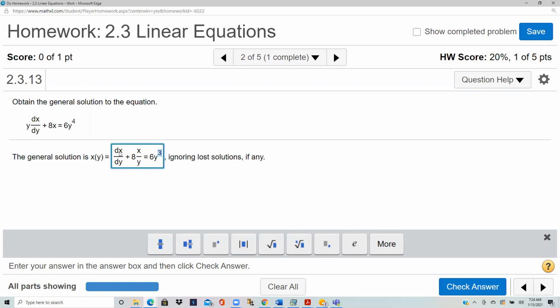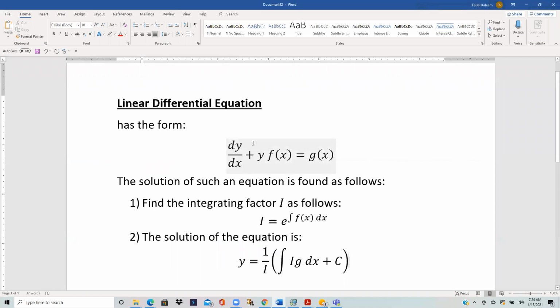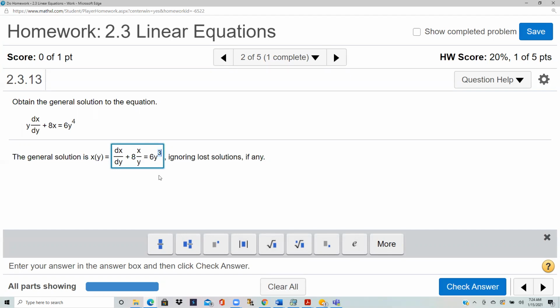And now this is of the form dx over dy plus x times a function of y equals another function of y. So remember, the original form was dy over dx plus y times a function of x equals a function of x. Now, since we have dx over dy, we should have x times a function of y equals another function of y. Now that is almost in this form, but we can just write this one as x times 8 over y. So this term can be written as x times 8 over y.